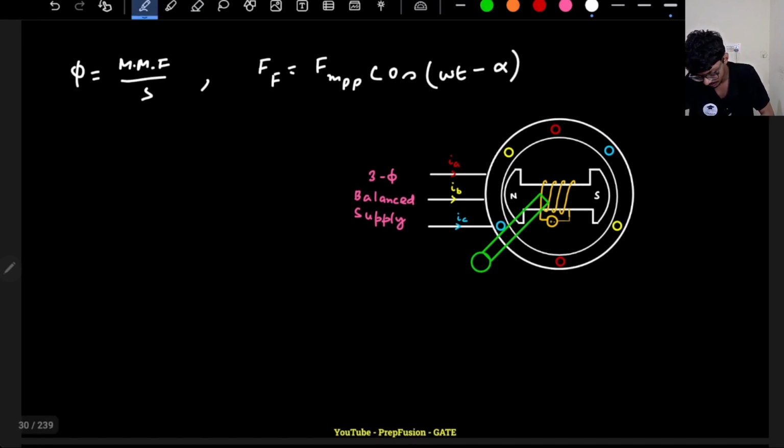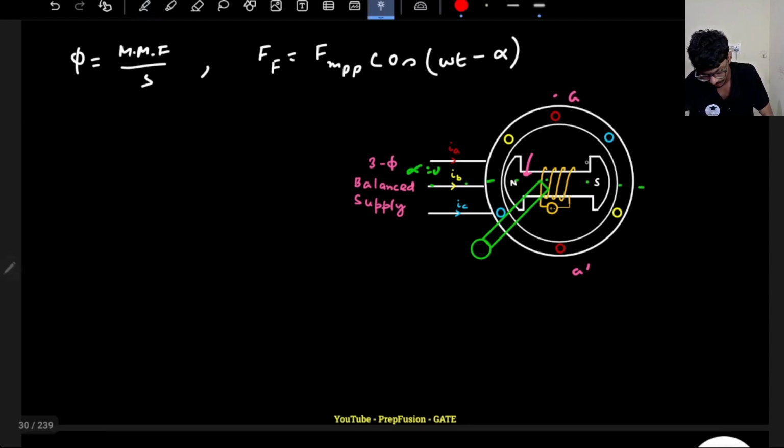now interesting thing to note here, let's assume the alpha equal to 0 is this axis, right? And let's say I'm rotating in the anti-clockwise direction, meaning my rotor is rotating in the anti-clockwise direction. So let's assume this conductor is A and this is A dash. Just an assumption. Currently nothing is connected, it is open circuited.